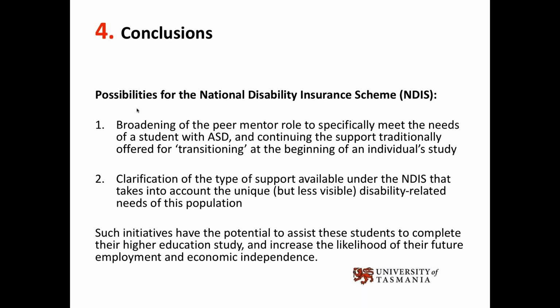We also believe that we need to clarify the type of support available under the National Disability Insurance Scheme. It will talk about supports that are reasonable and necessary, but at the moment there's very little information about what that means. So we need further research that looks at the specific needs of students with autism spectrum disorder so that we can build the empirical basis for recognizing and expanding the support that's available under the NDIS.